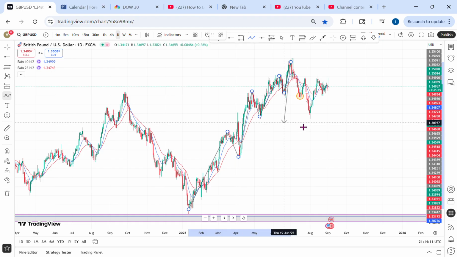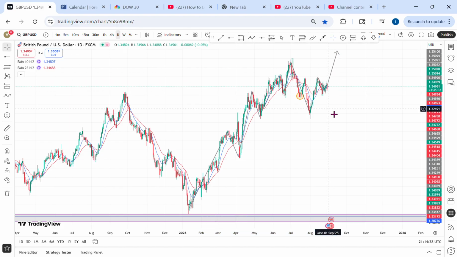zone. This is where the market broke out from and formed an equal low on the daily time frame. It formed an equal low, then bounced back and created a high. Now it's creating a low. Then this is another high we should be looking out for on the daily time frame.